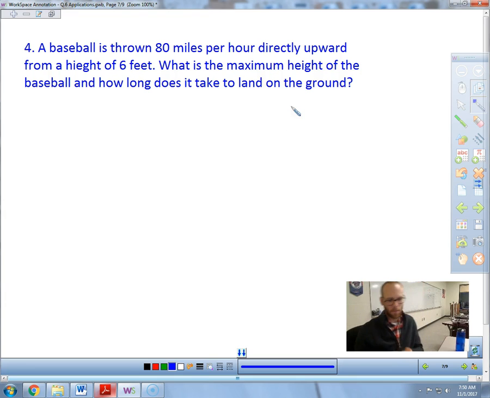Notice, if I throw a ball straight up in the air, eventually gravity is going to overtake it, and it's going to come straight back down. So the path is still a line, isn't it? But the graph of time versus height is still a parabola. Let's set it up.